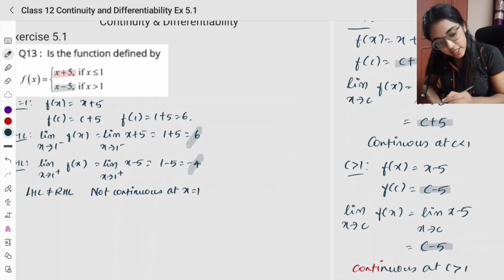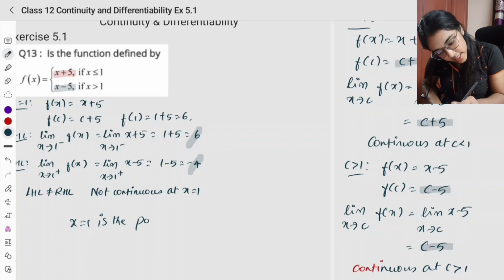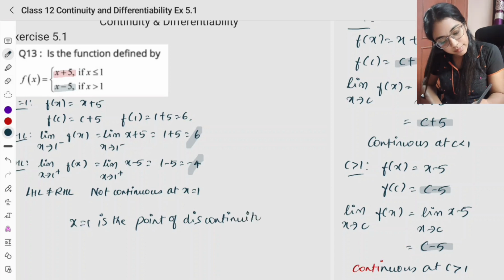So what is the point of discontinuity? x equal to 1 is the point of discontinuity. Okay? Please copy.